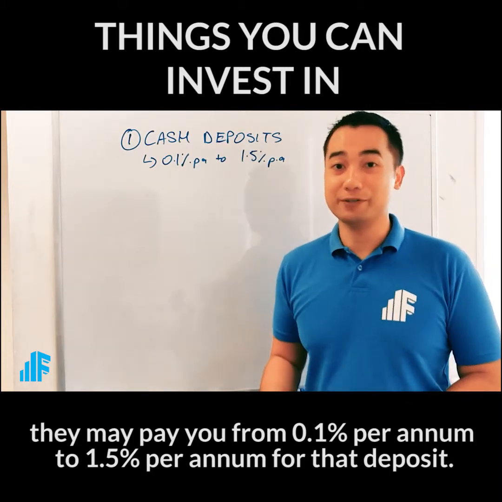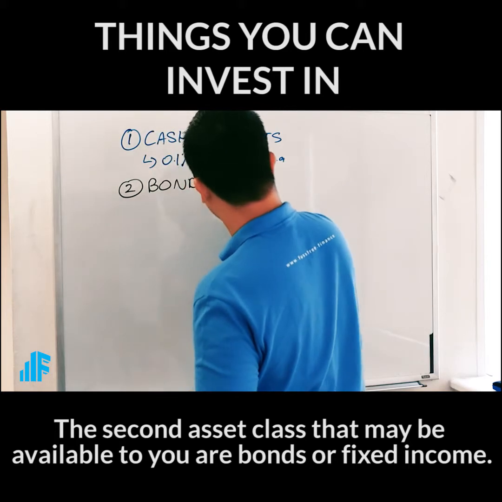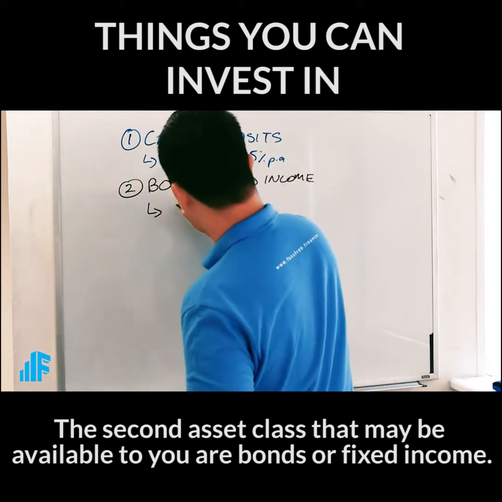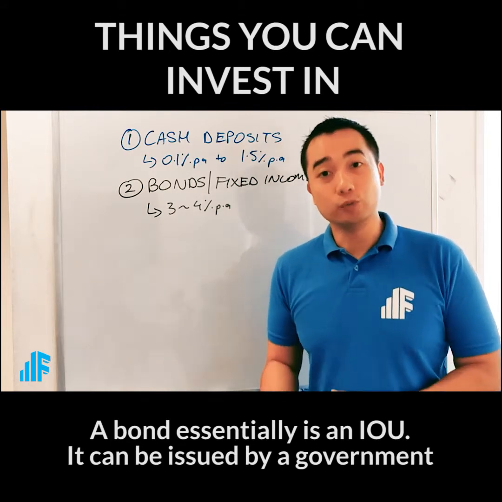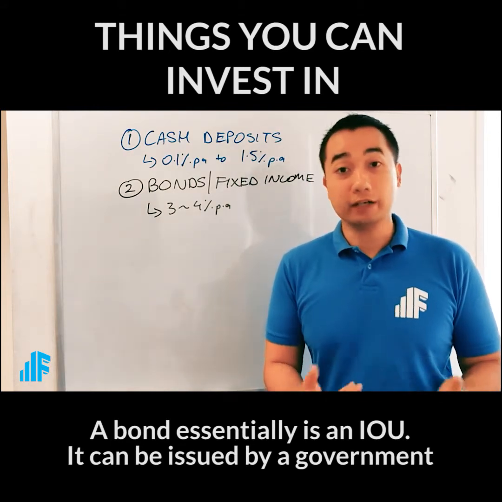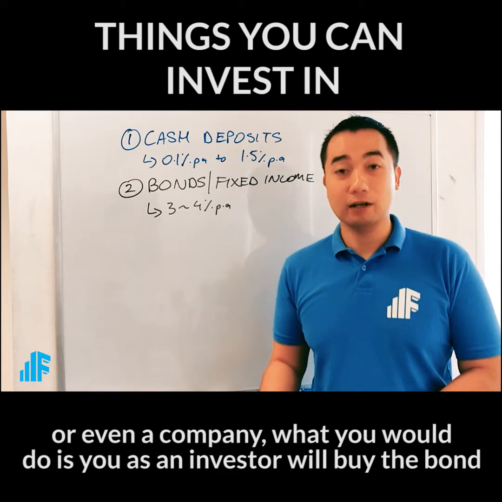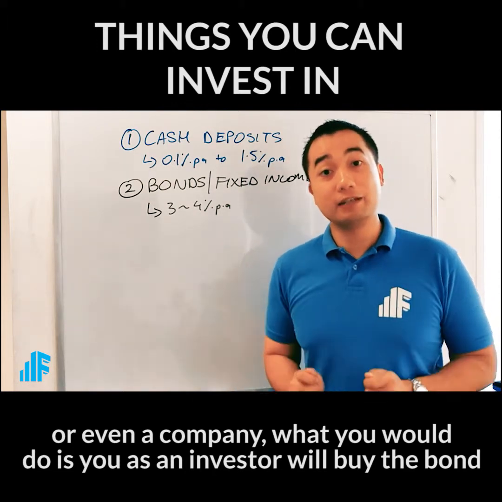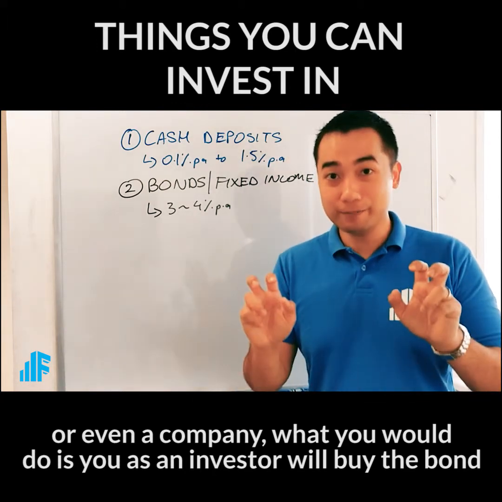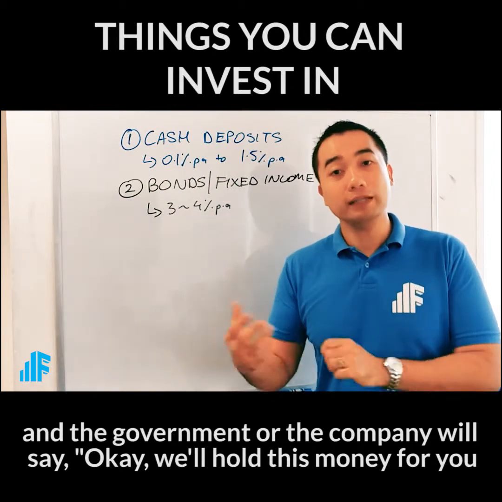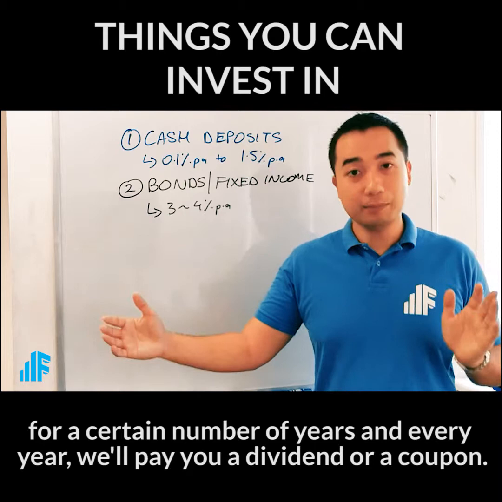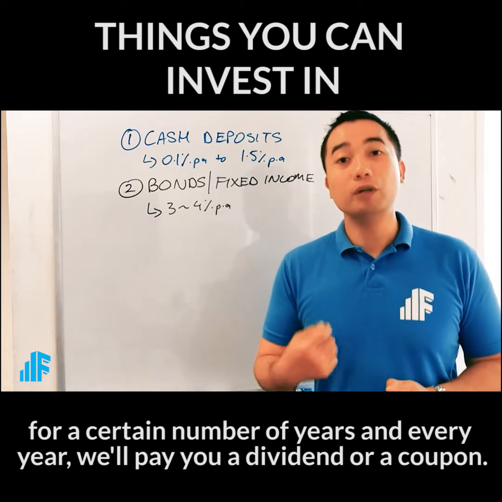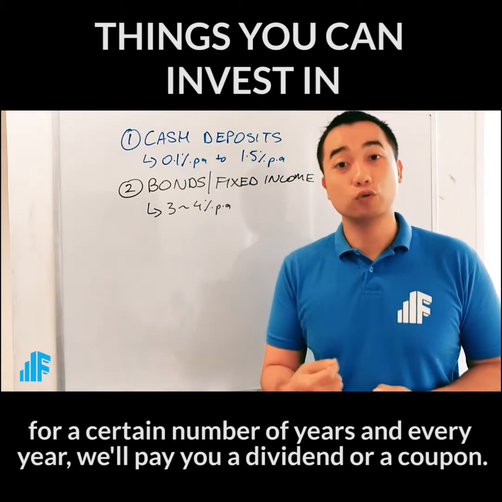The second asset class that may be available to you are bonds or fixed income. A bond, essentially, is an IOU. It can be issued by a government or even a company. What you would do is, you as an investor will buy the bond, and the government or the company will say, okay, we'll hold this money for you for a certain number of years, and every year we'll pay you a dividend or a coupon.